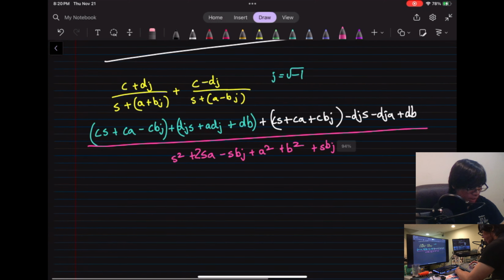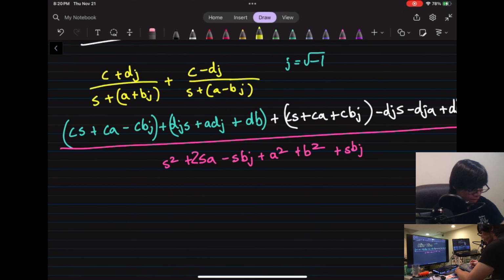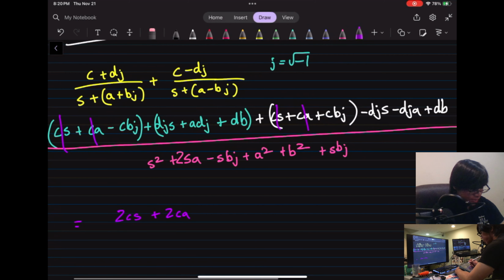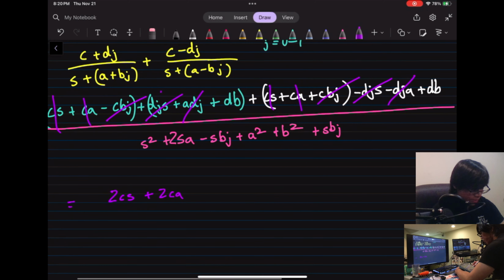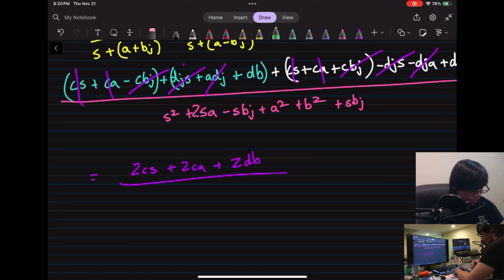Now we do some canceling out. Let's rewrite this. We have 2CS at the top, so that's taken care of. We have 2CA. Combining and canceling, we have minus CBJ plus CBJ, DJS minus DJS, ADJ and minus DJA, same thing, also canceled, and then 2DB. For the bottom, we have S squared, and only the SBJ and minus SBJ get canceled out. So S squared plus 2SA plus A squared plus B squared.